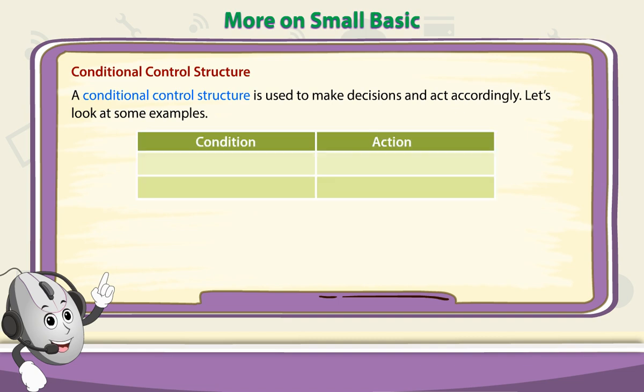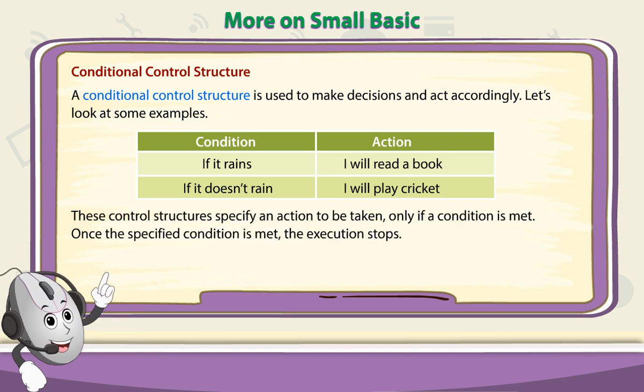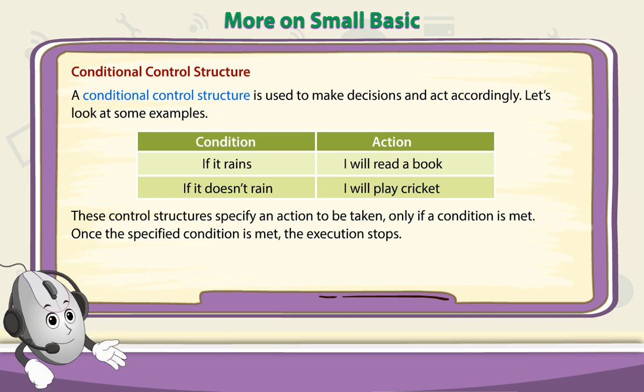Condition, action. If it rains, I will read a book. If it doesn't rain, I will play cricket. These control structures specify an action to be taken only if a condition is met. Once the specified condition is met, the execution stops.